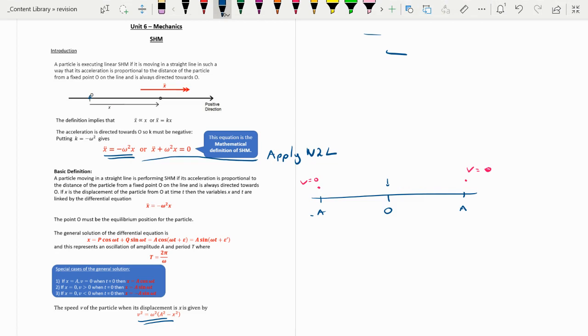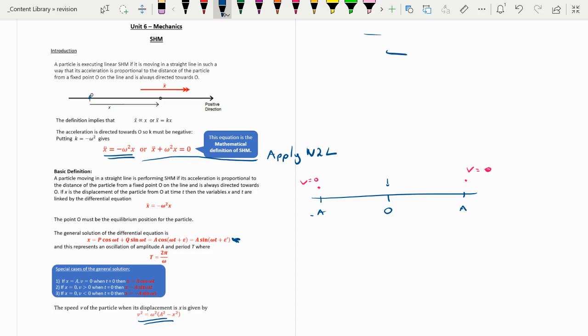Now from here, we know how to do general solutions. A general solution is always going to look like this. For a normal general solution of the differential equation, x is p cos omega t plus q sine omega t. Now, these little t's are just time.